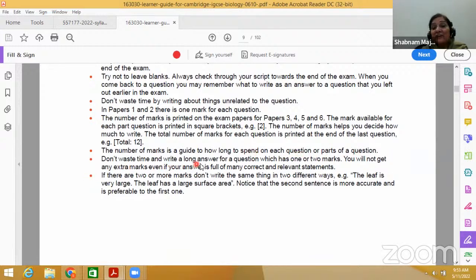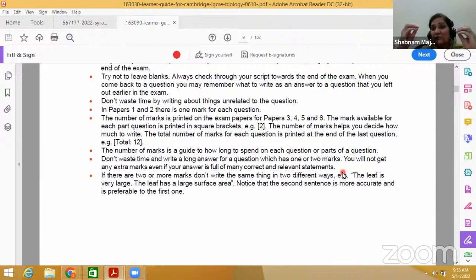Don't waste time writing long answers for a question which has 1 or 2 marks, please. You will not get any extra marks even if your answer is full of many correct and relevant statements. Now in biology, it is different from chemistry and physics. In biology, you have learned long answers, so it's sometimes very difficult to squeeze your answer. Sometimes you have a short answer space and it's very difficult for you to write a long answer.